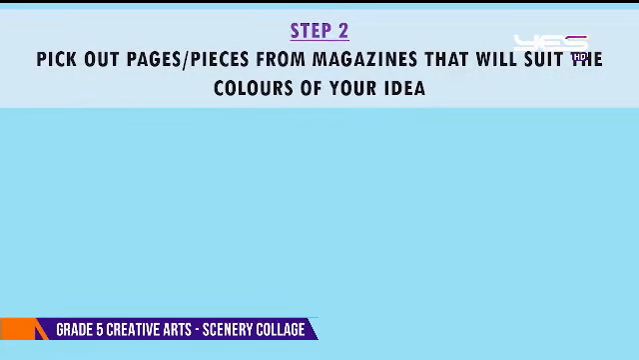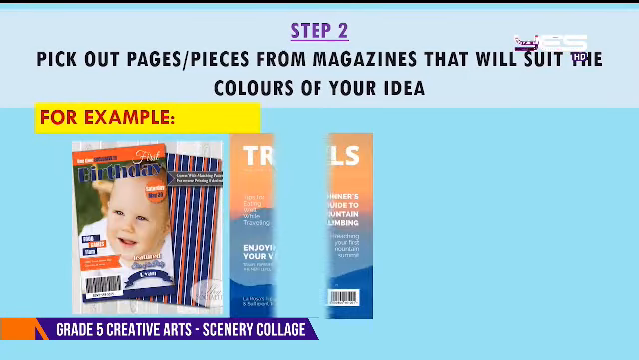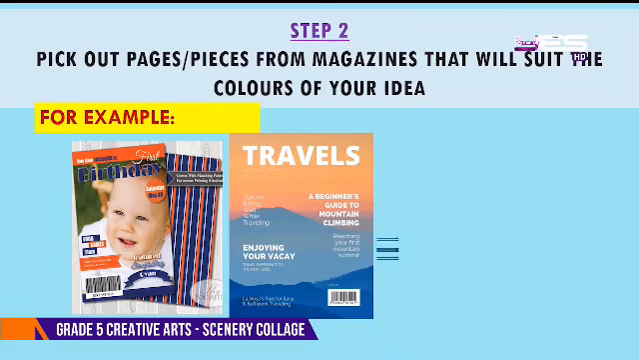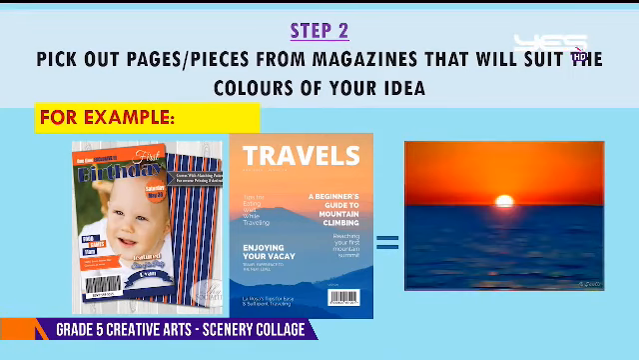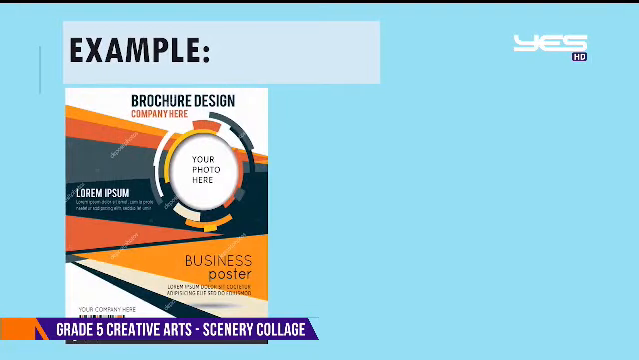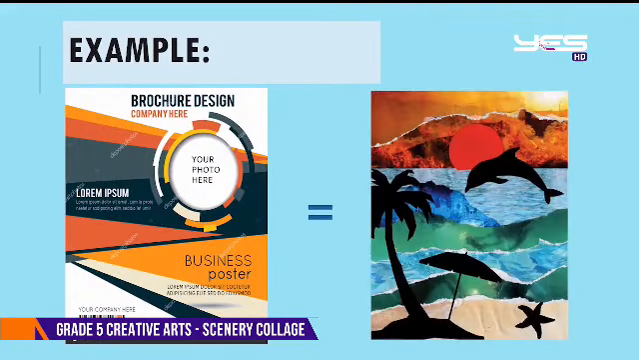Step 2. Pick out pages or pieces from magazines, newspaper, or pieces of cloth that will suit the colors of your idea. For example, these two magazines will help me make my collage art on this example. So you can see that these magazines have the colors that I need in order to make this collage work, right? So you should keep your scenery in mind when you pick out the pages or pieces that you need. Here is another example. This magazine can help me make this collage, right? Because they have similar colors.